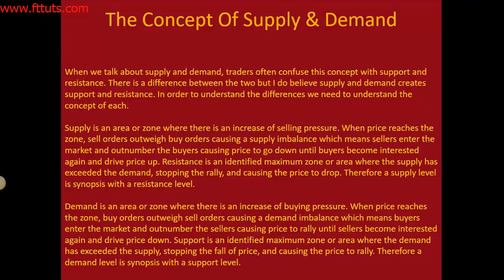All right. So when we talk about supply and demand, traders often confuse this concept with support and resistance. There is a difference between the two, but I do believe supply and demand creates support and resistance. So in order to understand the differences, we need to understand the concept of each. Supply is an area or zone where there is an increase of selling pressure. When price reaches the zone, sell orders outweigh buy orders, causing a supply imbalance, which means sellers enter the market and outnumber the buyers, causing price to go down until buyers become interested again and drive price back up.